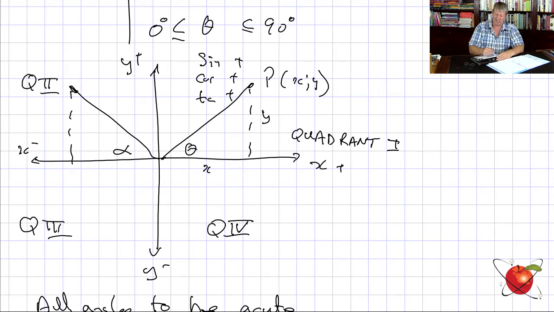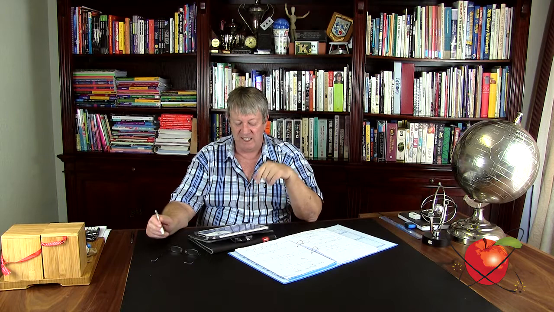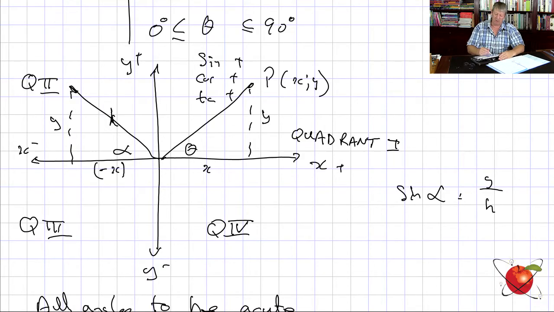That height there is y. This length here is minus x, isn't it? Have a look, okay? Let's call that h there, right? So the sine of alpha in the second quadrant, the sine of alpha is opposite, is y over h. Now the hypotenuse in all these cases here will be positive. Why? Because we're going to square it.